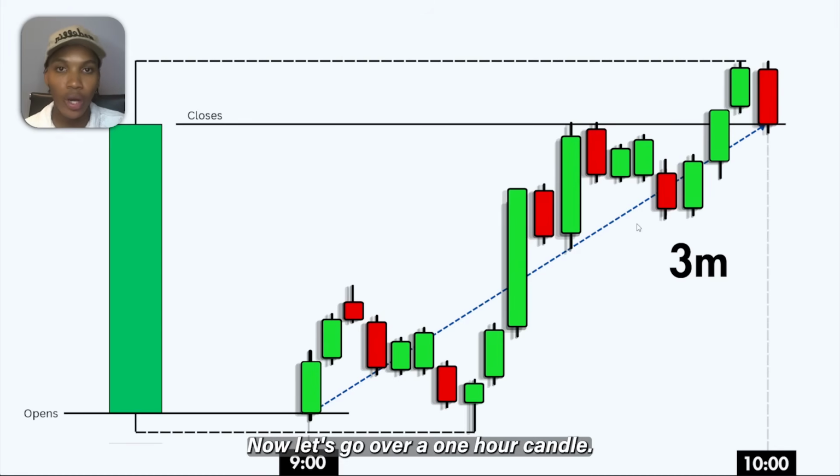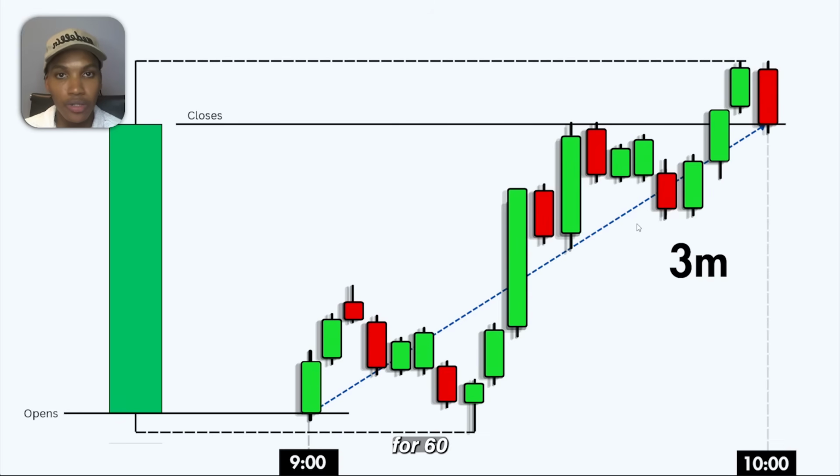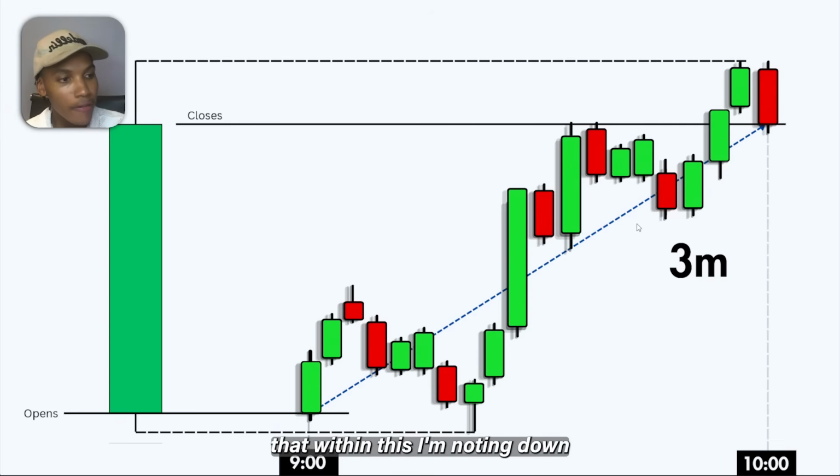Now let's go over a 1 hour candle. An hourly candle stems for 60 minutes, which is why I'm noting down 9 o'clock to 10 o'clock. That is 1 hour of price data. Within that hour, there were multiple variations and fluctuations in price. When the candle opens, we first get that opening consolidation. It's like an engine. It takes its time to start up, but once it finally hits that full trigger, we then have the full boost, which is that massive distribution.